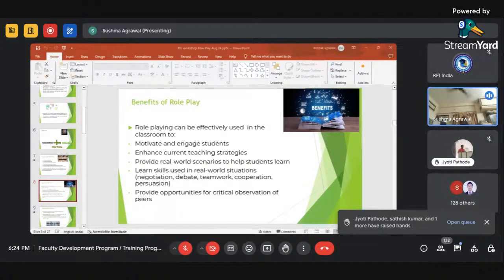Learn skills used in real world situations like negotiation, debate, teamwork, cooperation, and persuasion. So, only detailing a few. Number one, it helps to negotiate. Many times the students hesitate to negotiate. They used to go to the shop, or in any other situation, whatever task has been assigned, they want to purchase something, they go and pay the price and come back. But as an Indian, it is deep rooted that there is always a tendency to negotiate.